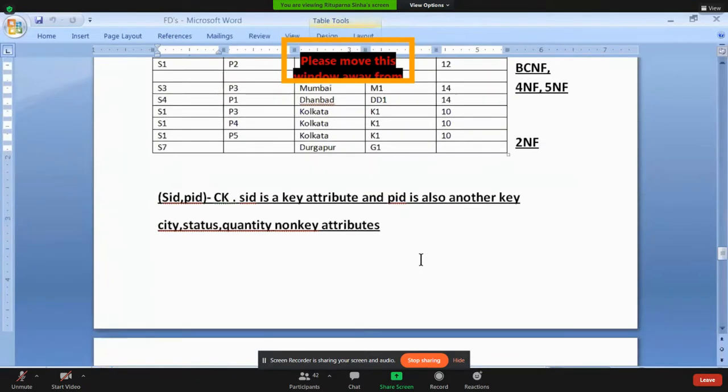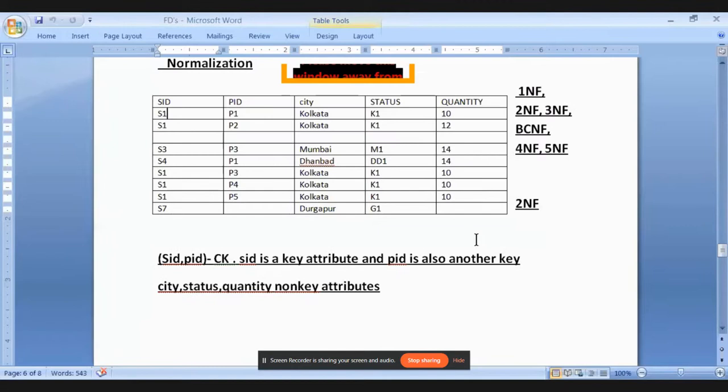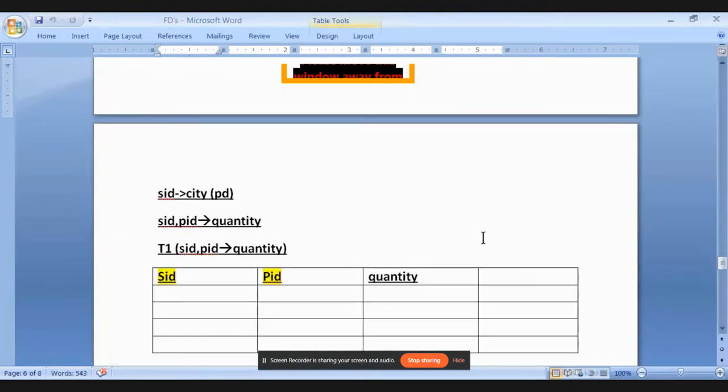So we converted the table to 2NF. How did we convert the table to 2NF? The 2NF definition says that... Can anybody tell me what the 2NF definition tells us? There should not exist any partial functional dependence.